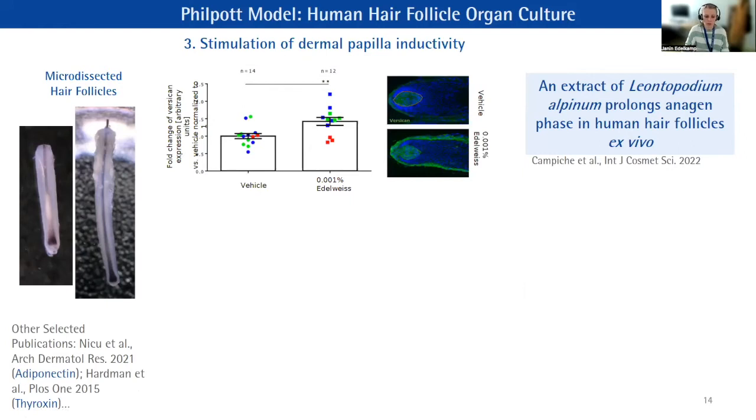Another compound that is also prolonging anagen phase and has recently been published is, for example, the Edelweiss extract. And also here, one can see that the expression of the dermal papilla inductivity marker versican was increased. For this compound and also for Sandalore, this has nicely been correlated with in vivo studies. So basically, this emphasizes the meaningfulness of this model, because this is an effect that can be reproduced in vivo.